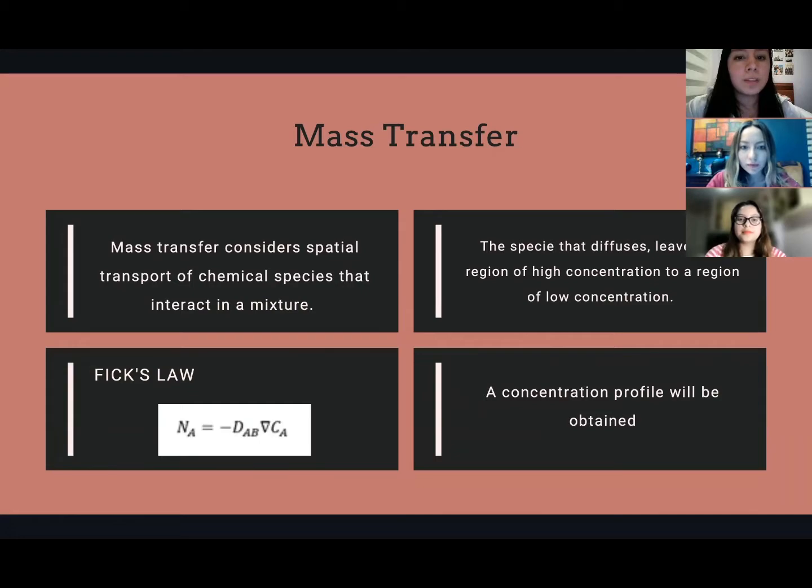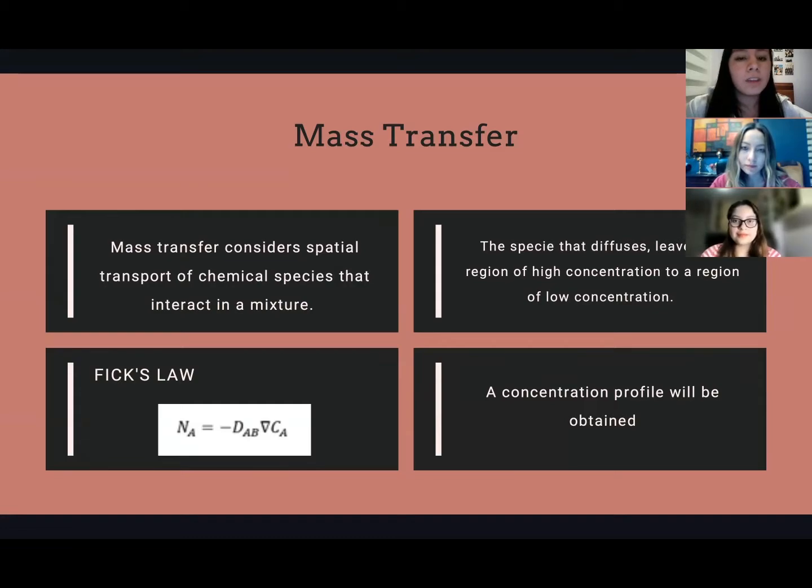Mass transfer happens as a consequence of the interaction between two species with different concentration. The species that diffuses leaves the region of high concentration to a region of low concentration. This type of transfer can be reflected in solids, liquids, and gases. An important equation to define this kind of mechanism is Fick's law. Fick's law states that the diffusion velocity through a membrane is directly proportional to the concentration gradient and inversely proportional to its thickness, just as we can see right above.